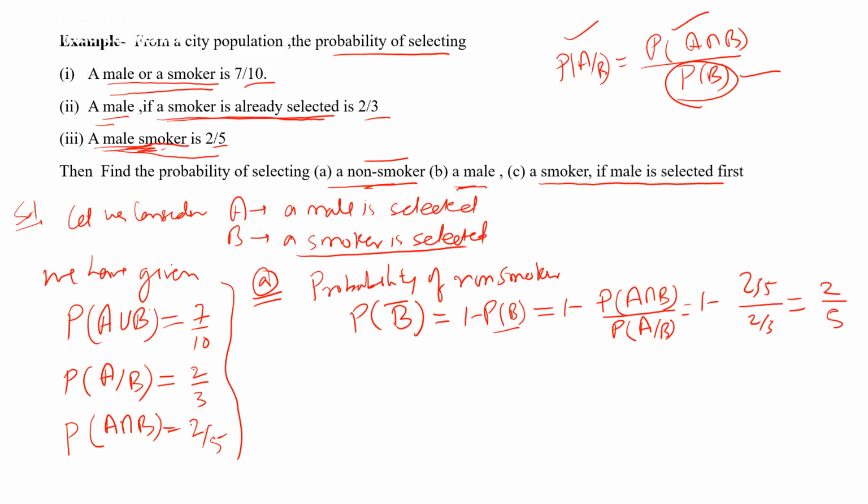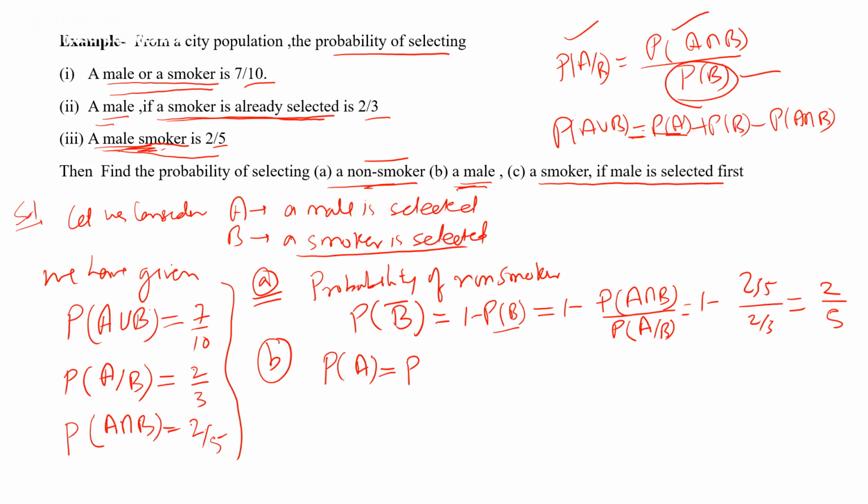2 by 5. Now the B part, we have to find a male. So it means we have to find the probability of A. Now as you know the formula, probability of A union B is probability of A plus probability of B minus probability of A intersection B. So here we can write the probability of A is probability of A union B minus probability of B plus probability of A intersection B. And all these are known.